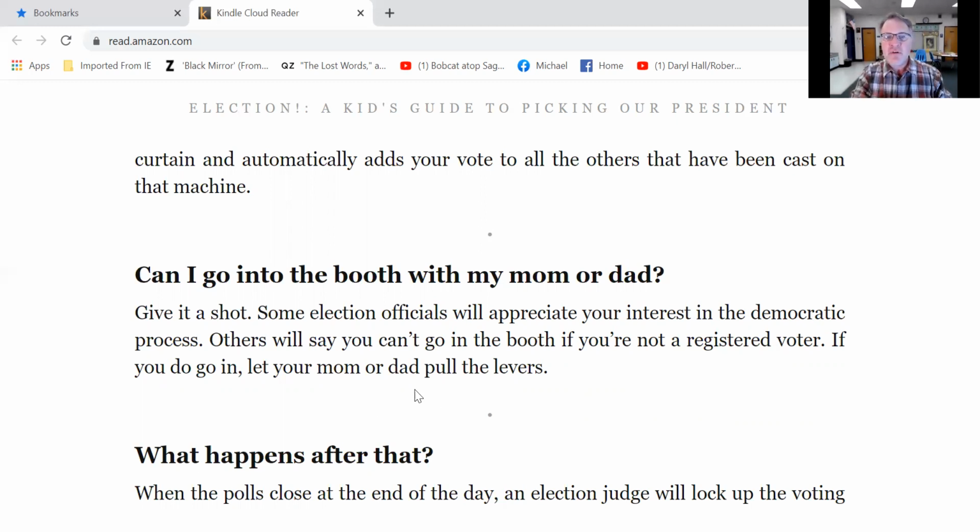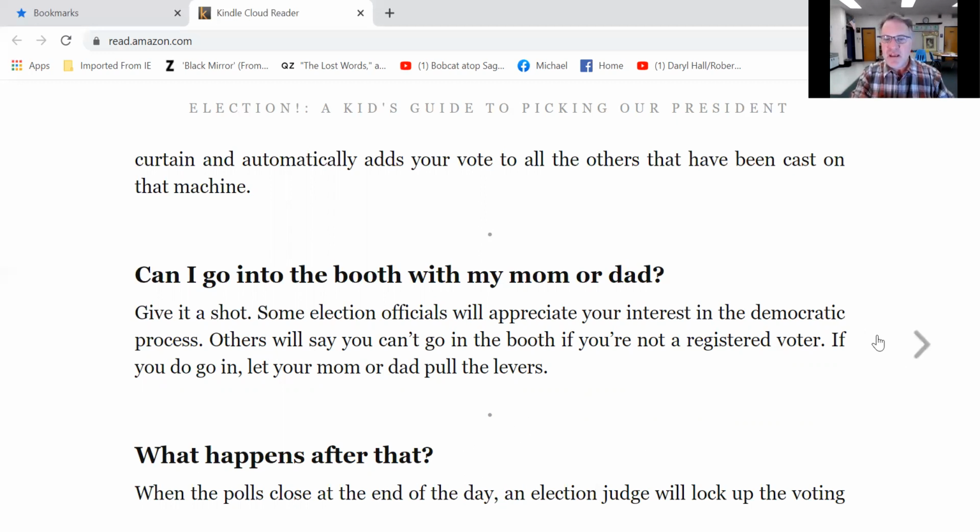You're here to be with your parents while they vote. Now, you can't pull any lever or vote for anybody, but sometimes you can even fill out a pretend ballot. What happens after that, after you voted?